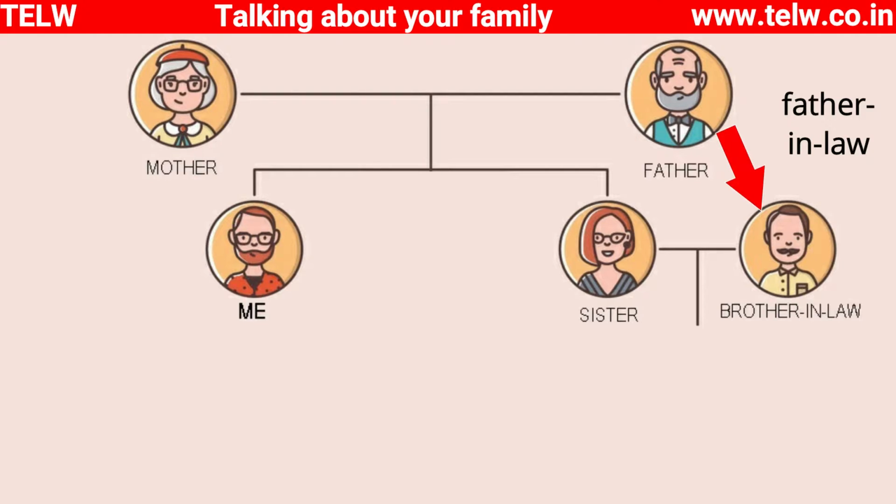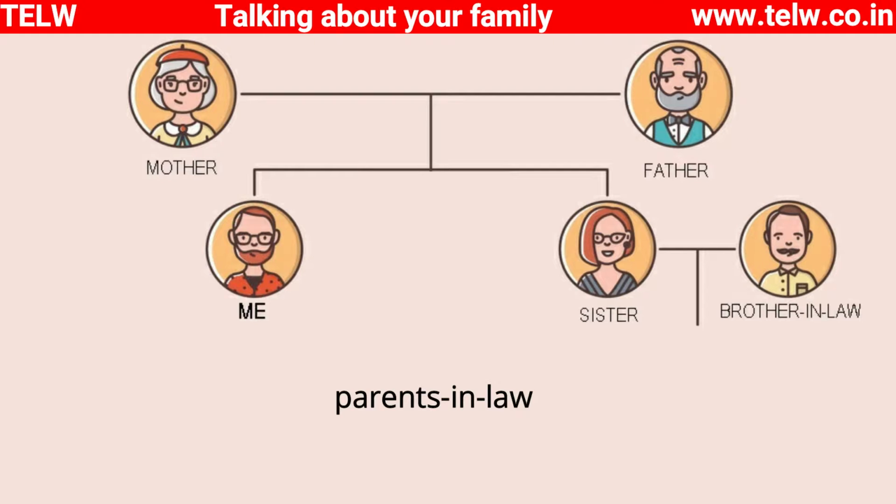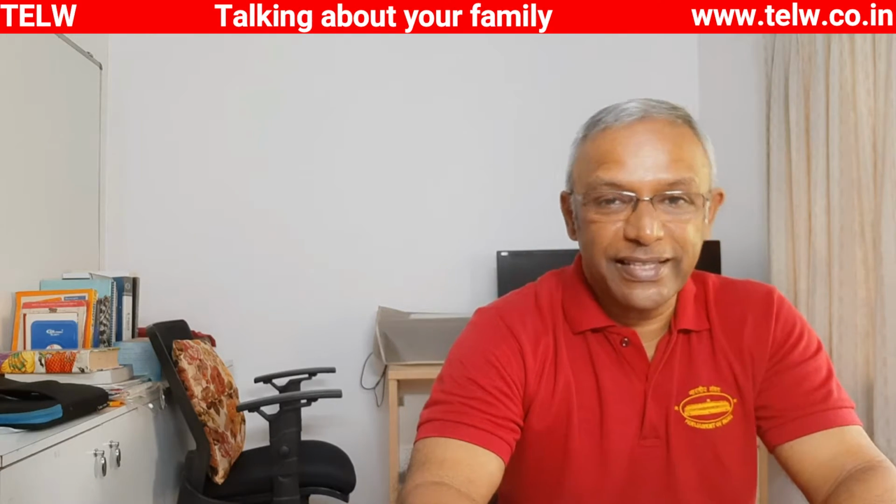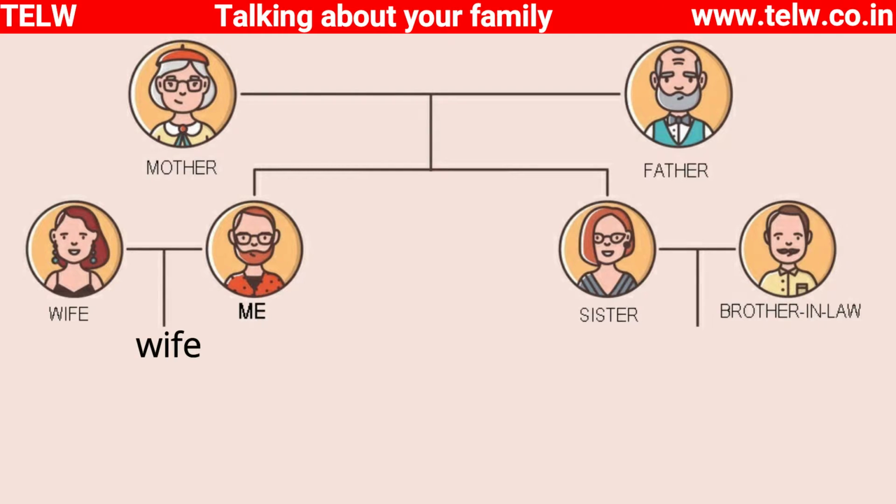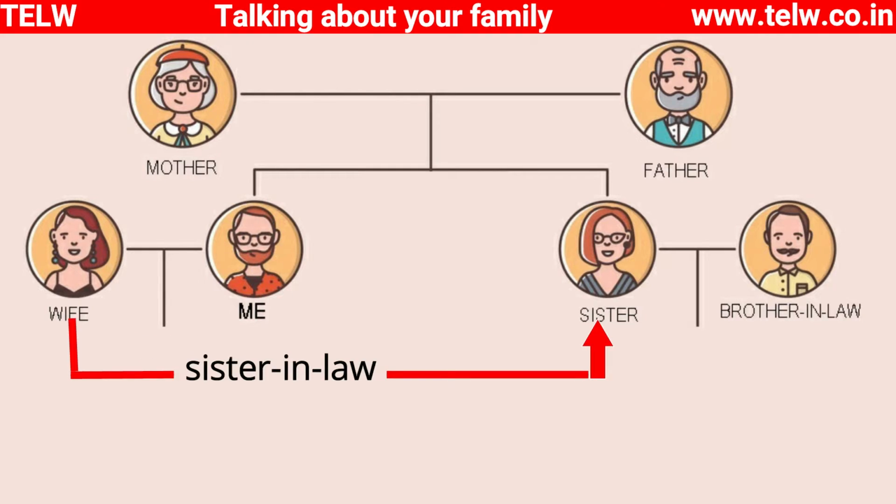So, my parents are his parents-in-law. Note the word, parents-in-law. I won't say parent-in-laws. Parents-in-law. Then I got married. So she is my wife. So she is my sister's sister-in-law. And my sister is her sister-in-law.